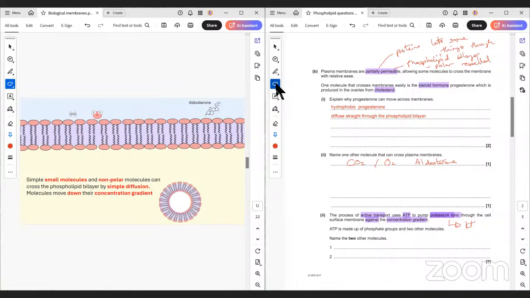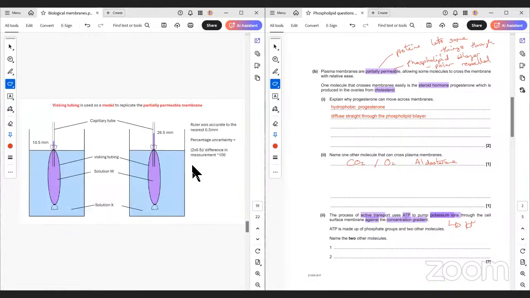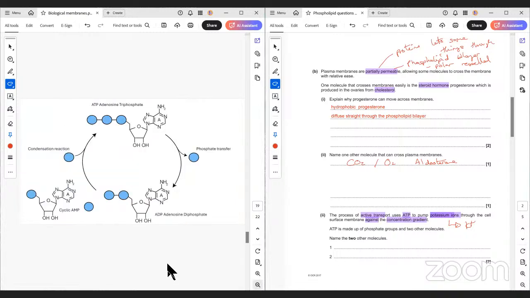But that's not what the question is actually asking us. What the question is actually asking is, what is ATP? What is ATP made up from? This is where we need to take our time and look at what active transport is and what ATP is. So let's have a look at these notes then.